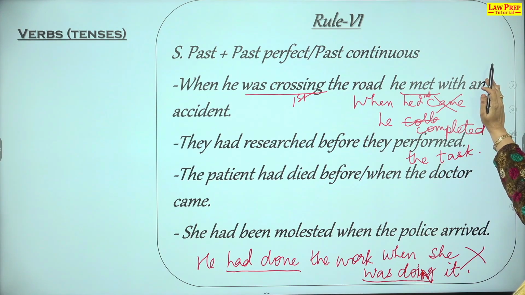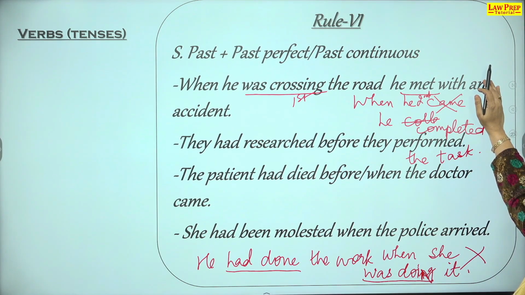If you do not use continuous, then what can you use? When he had crossed the road, right. They had researched before they performed. The patient had died when the doctor came. So when the doctor came, the patient had died. First action, patient died. Second action, doctor came. Right. She had been molested when the police arrived. Can you see this first action and second action doing wonders?